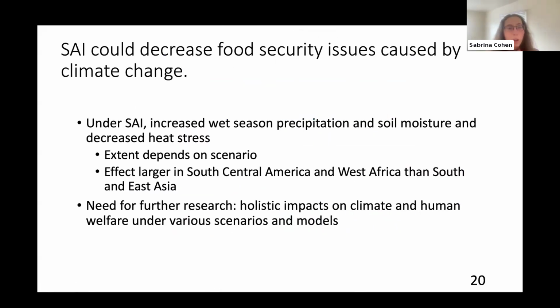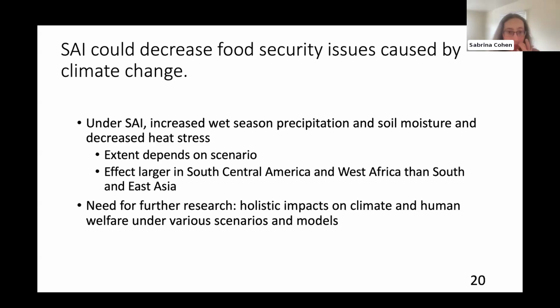All right, so here I'm at my final conclusion slide. So the main idea that I'd like you to take away from this presentation is that SAI could decrease food security issues caused by climate change, and I will nuance this. In these particular scenarios, in this model, for these particular regions, this is what was found.